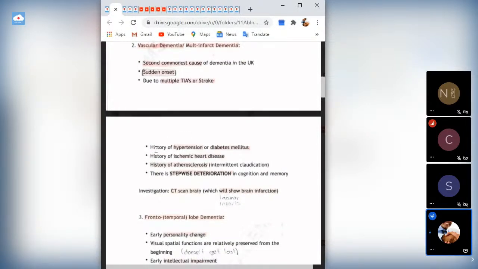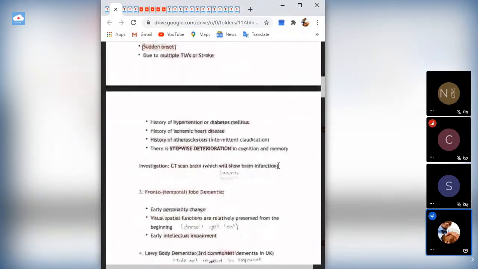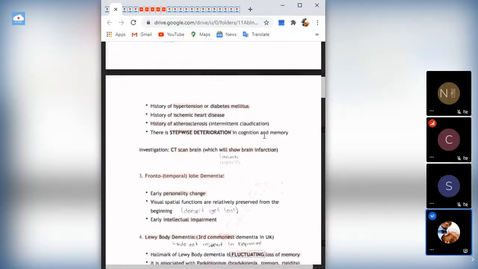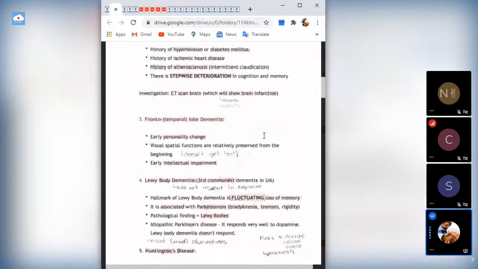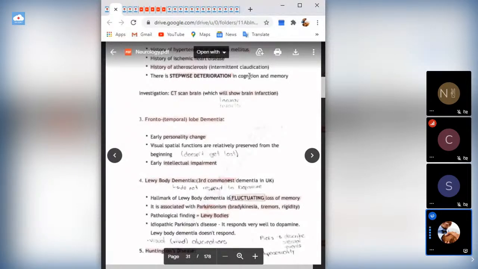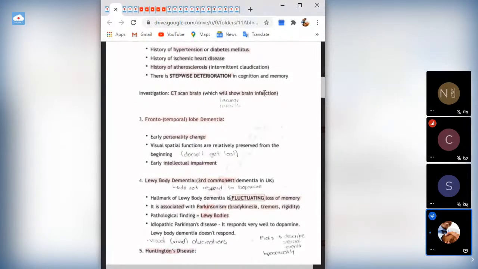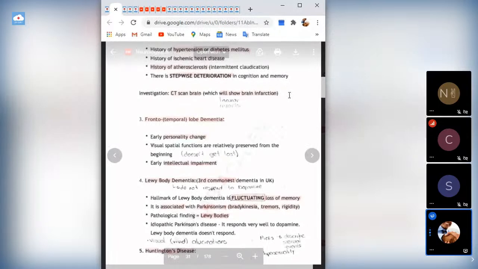So you now start asking about history of hypertension, type 2 DM, history of ischemic heart disease, history of atherosclerosis, intermittent claudication. All this ischemic heart disease and atherosclerosis point to ischemia in other parts of the body, in vital organs like the heart and of course the blood vessels. There's stepwise deterioration in cognition and memory. On investigation, a brain CT scan will show brain infarction.